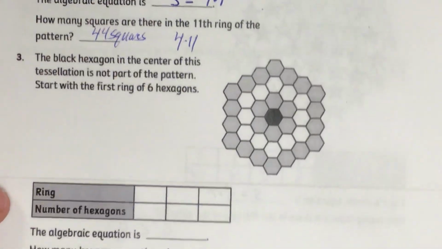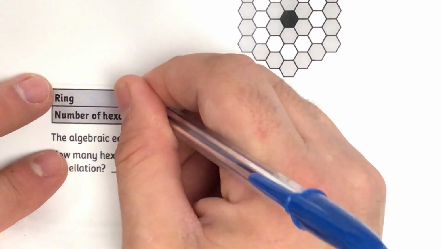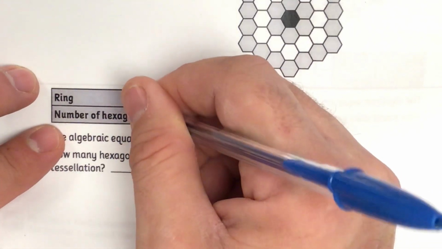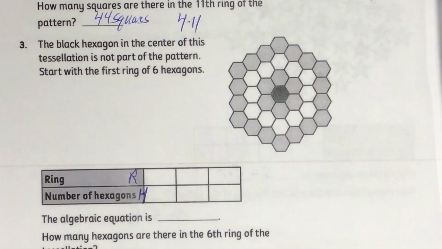All right, I want you to try number 3. We're going to use R for rings. What should we use for number of hexagons? H. So we're using R and H. Kind of got a honeycomb look there to it. I already said that. Landon says it looks like a honeycomb if anybody cares.